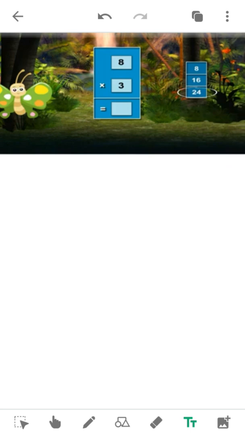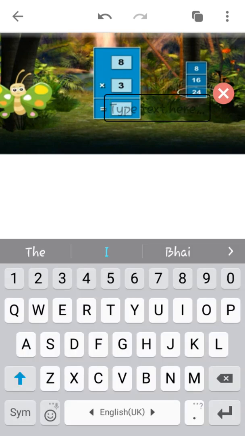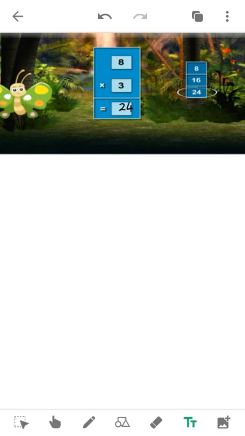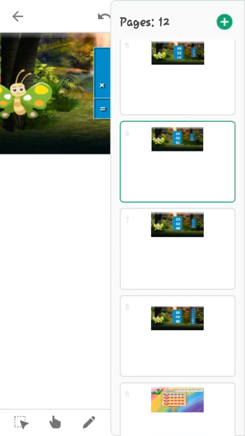8 multiplied by 3. Okay, so if you read the 8 table 3 times, you will get the answer. 8 1s are 8, 8 2s are 16, 8 3s are 24. So write down 24. Okay, next.